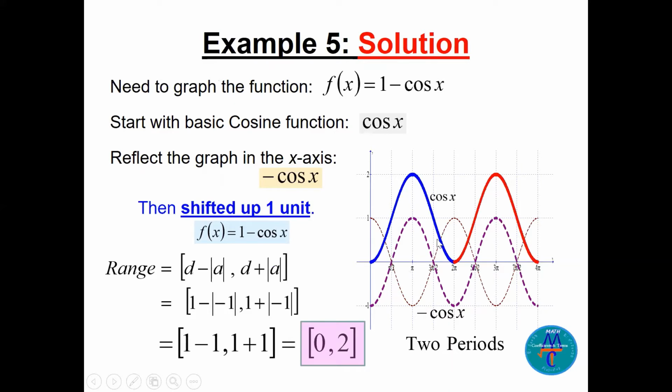See, the blue is 1 period, and then the red is another period. You can draw many periods. So the graph is shifted up 1 unit. Let's see the range: D minus absolute value of A, to D plus absolute value of A. We will see this formula. So D now is 1. A by itself is the coefficient of the cosine, so it is -1. So I put absolute value of -1. D is 1. So the range will be from 0 to 2 for our function here.